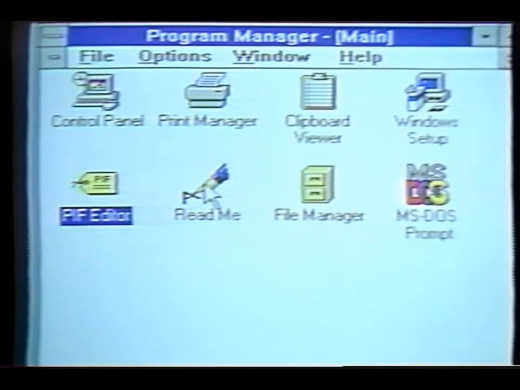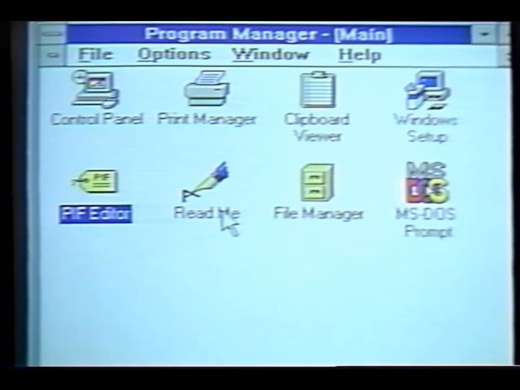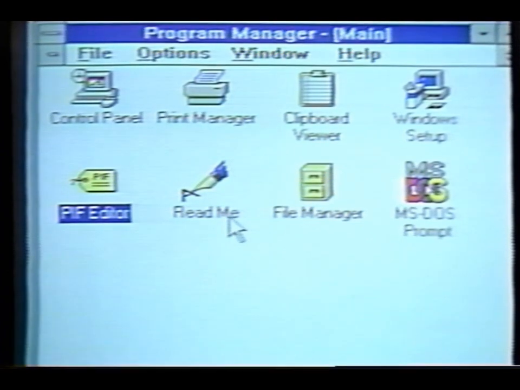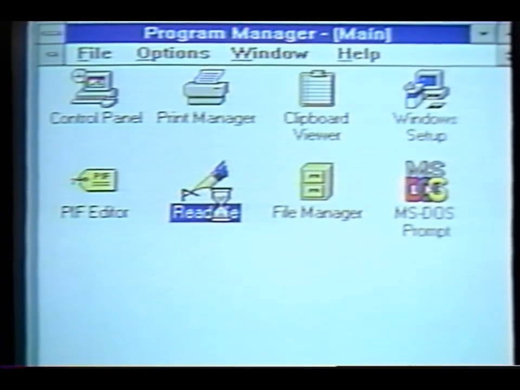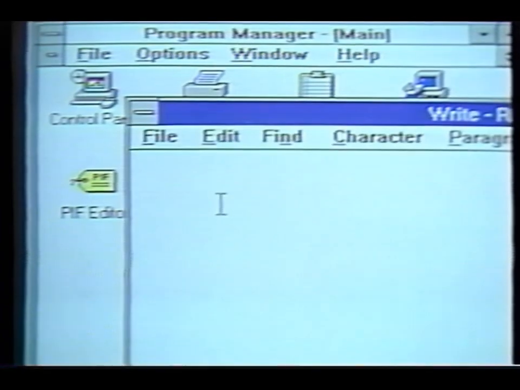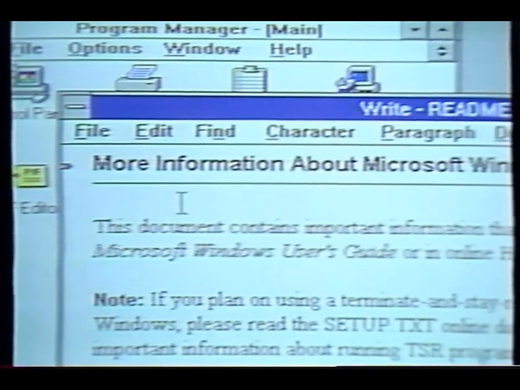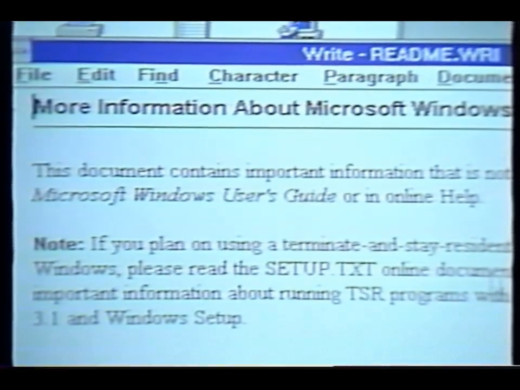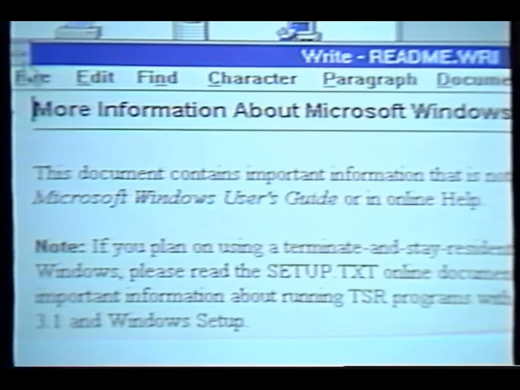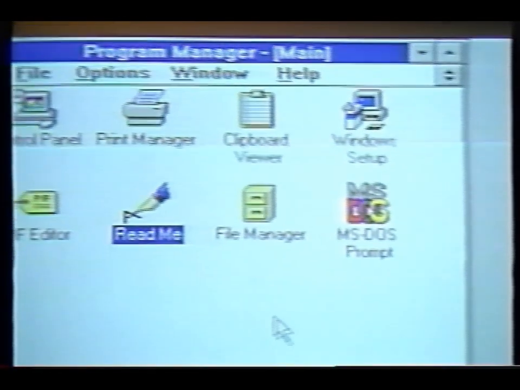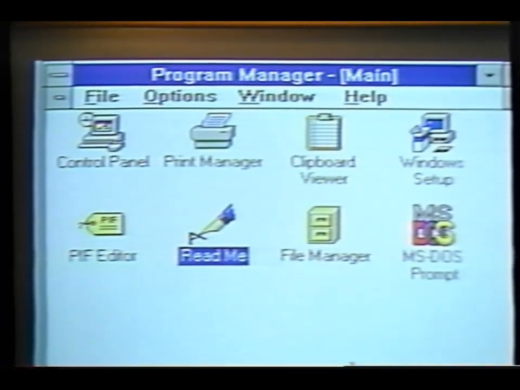And finally, the README file comes with Windows. When you receive it, it contains updated information that did not make it into the Windows manual. You double-click to open it, and it actually opens Windows' own word processor called Write, and in that word processor, you can read the document, scroll through it, and close it when you're finished. Let's just close by double-clicking in the upper left-hand corner, and we're back to the main window.